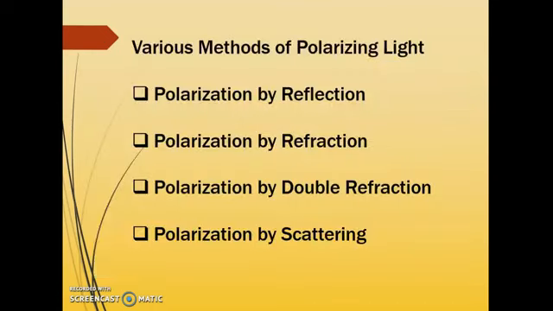Next come various methods of polarizing light. First one is polarization by reflection. Second one is polarization by refraction. The third one is polarization by double refraction. And the last one is polarization by scattering. Well, reflection and refraction are phenomena of optics you already know. And scattering also, I hope you know what scattering is. But what you don't know is what double refraction is. So in our next class, we are going to study all these methods in detail.